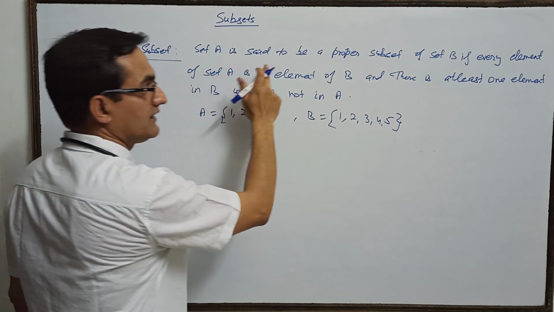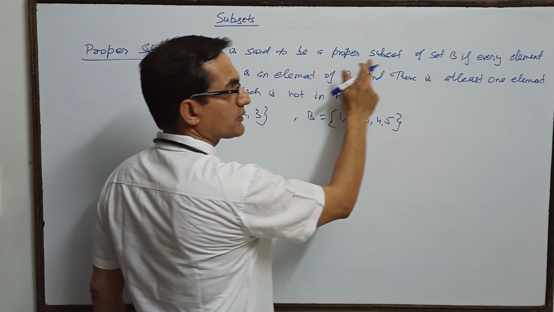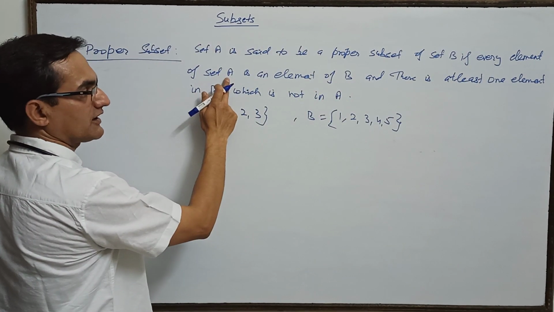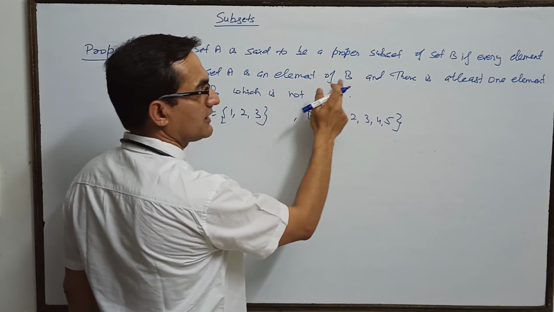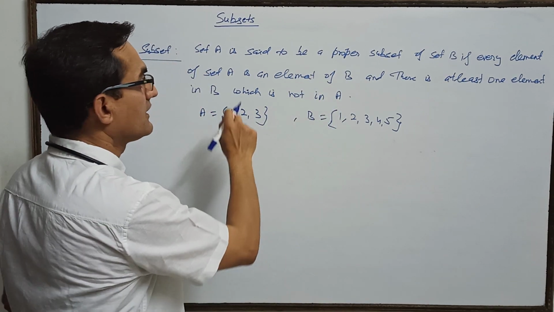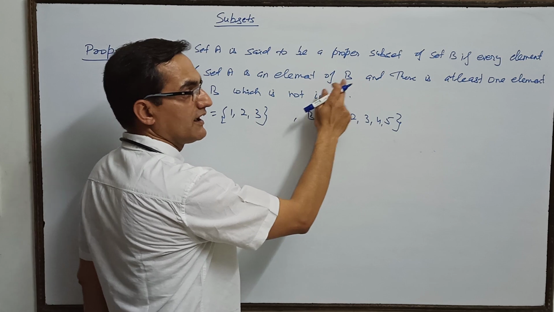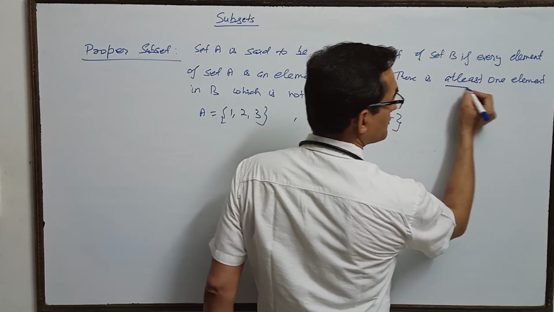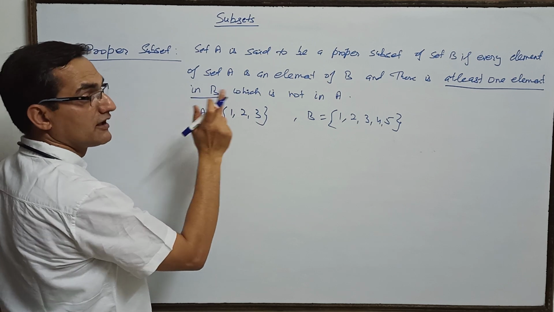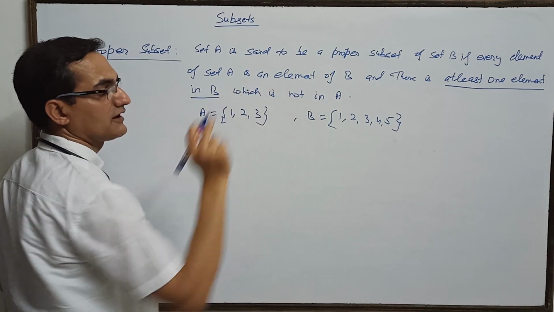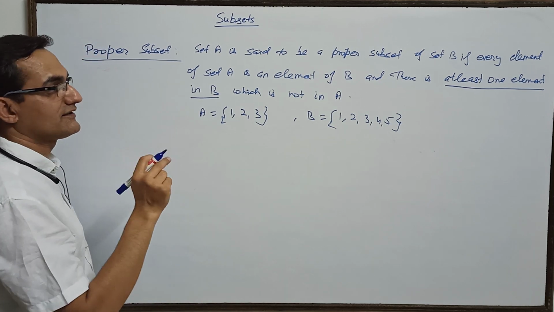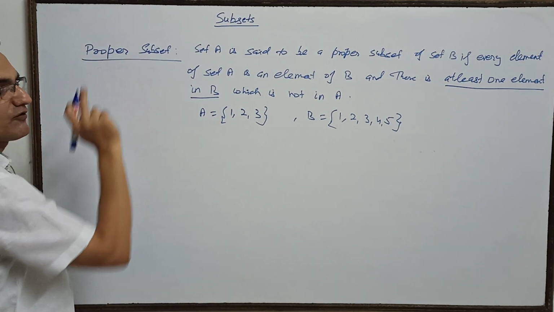A set A is said to be a proper subset of set B if every element of set A is an element of B and there is at least one element in B which is not in A. In that case, we will say that A is a proper subset of B.